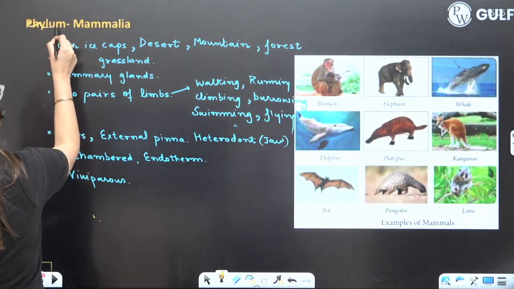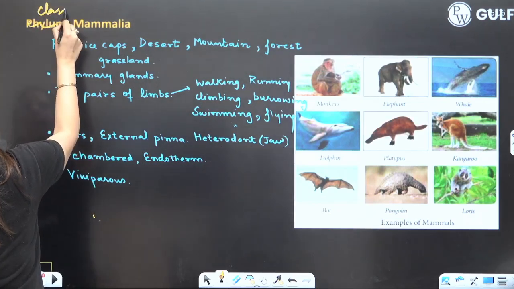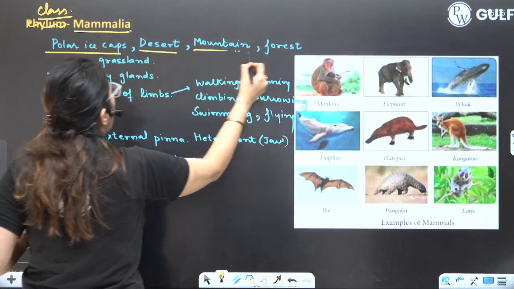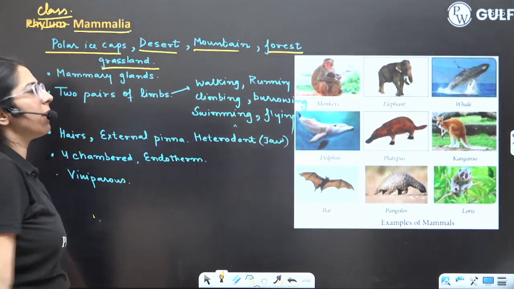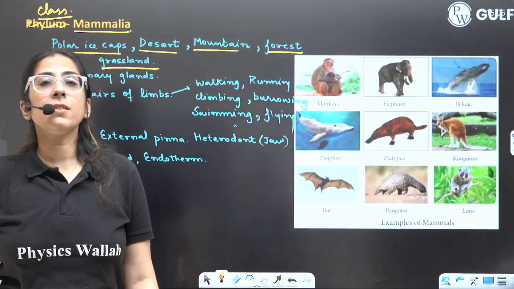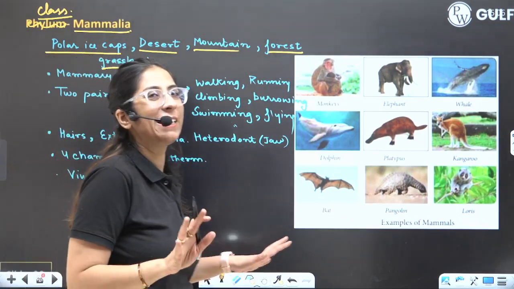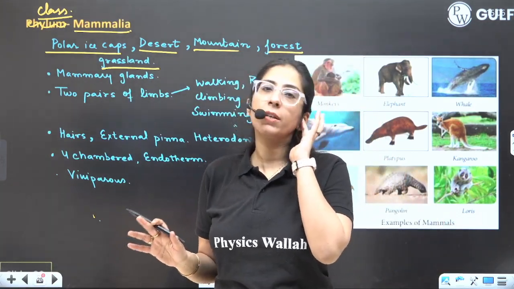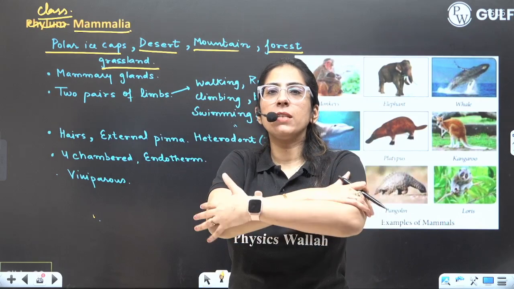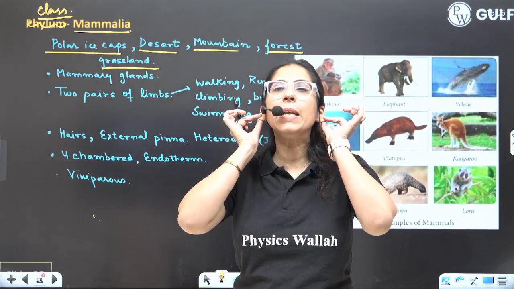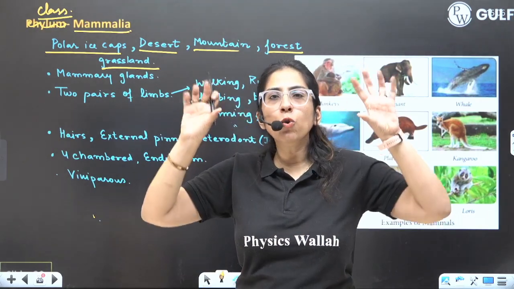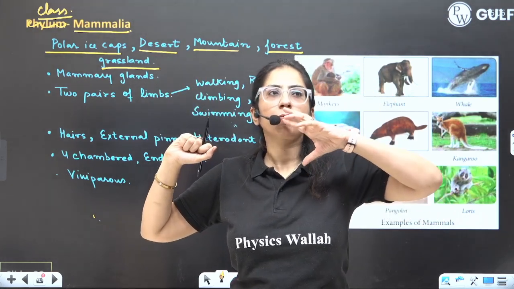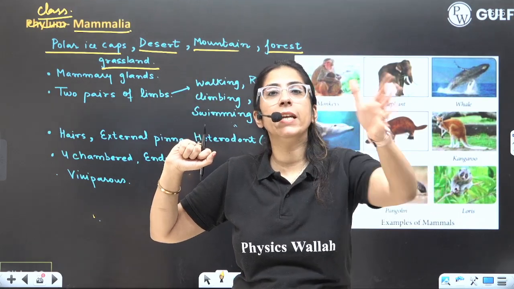Last we have is class Mammalia. Polar ice caps, desert, mountain, forest and grassland. You will find them everywhere. The characteristic feature of mammals is the mammary glands. They have mammary glands for nurturing a baby. These organisms' bodies are covered with hair. They have a pinna present. They have 2 pairs of limbs. They directly give birth to young ones.